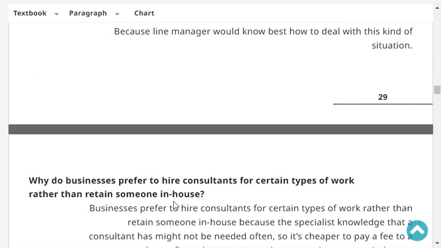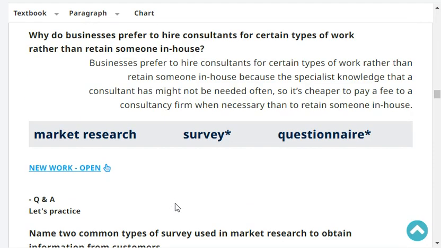Very good. Okay. Why do businesses prefer to hire consultants for certain types of work rather than retain someone in house?